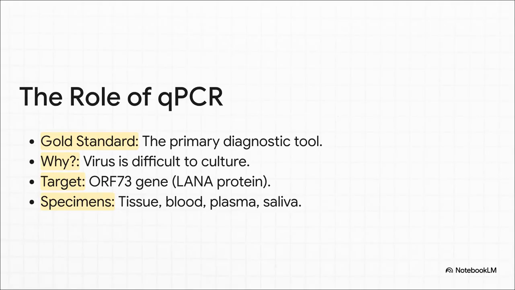You can't just grow this virus in the lab like you would with many others. It is notoriously difficult to culture. People have tried on all sorts of cell lines, and you just don't get that classic cytopathic effect. It just doesn't work. And that's why quantitative real-time PCR is the absolute, undisputed gold standard for diagnostics. We usually aim for the ORF73 gene. Remember, that's the gene for the LANA protein, the one anchoring the episome. Since LANA is expressed in every single infected cell, whether it's latent or lytic, it's the perfect target.